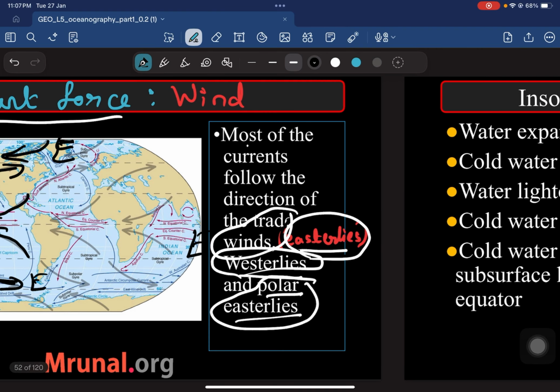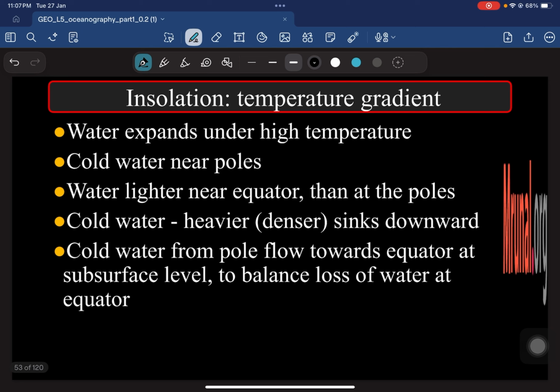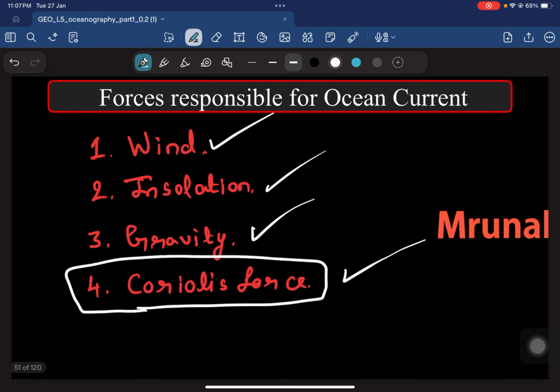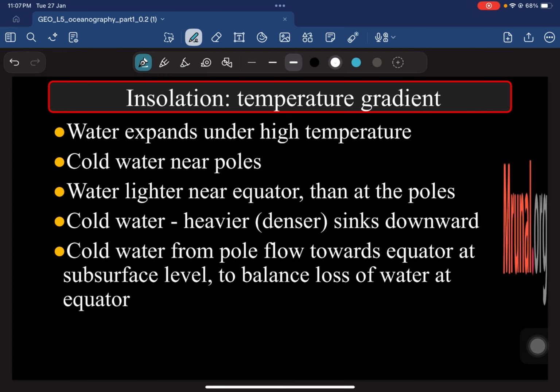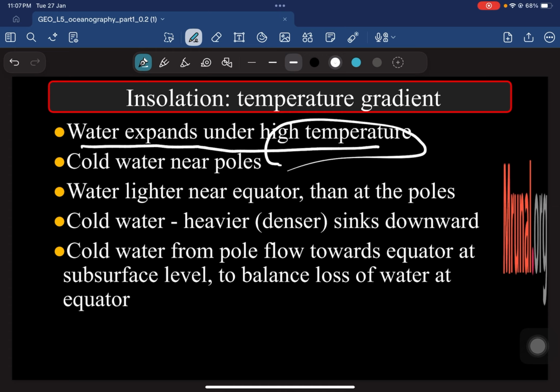Okay, next, insolation. How will this insolation affect ocean currents? The way insolation affects ocean currents is that water will expand under high temperature. Where is high temperature? At the equator or the north pole? Think one time. At the equator there is high temperature, right? Low temperature is around the north and south poles.